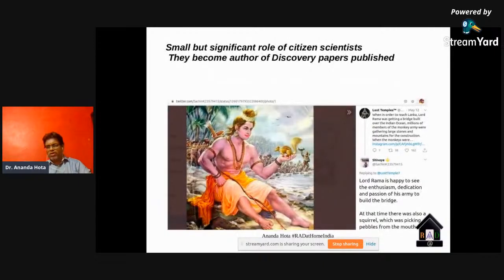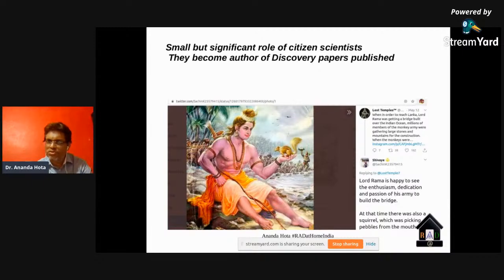So her contribution is an analogy: by asking this simple question, she had no astronomy background, yet it was a small but significant role of a citizen scientist. She became co-author of the discovery paper. Scientists did follow up with the Hubble Space Telescope, but she was a co-author there. An important contribution.